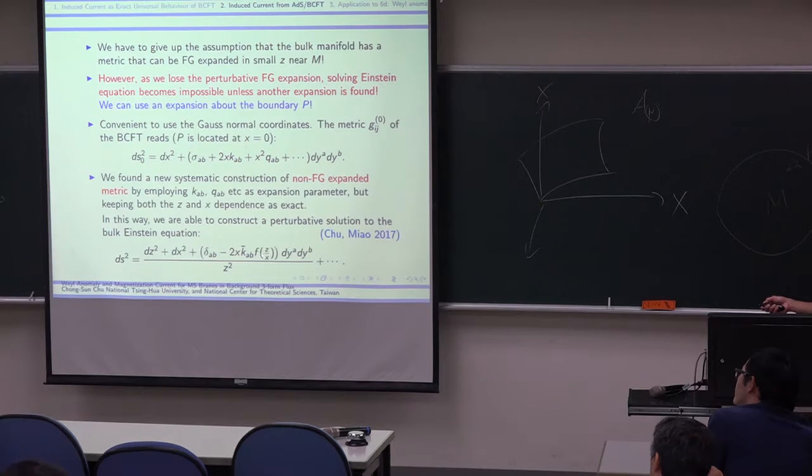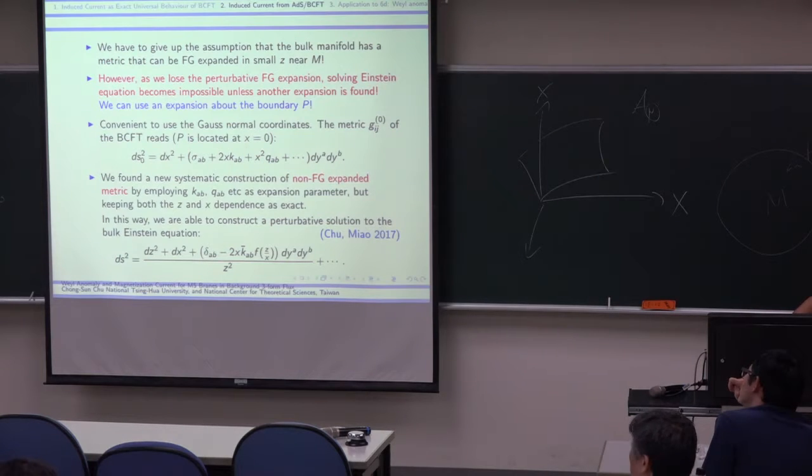It's quite interesting because it shows a non-analytic behavior of x here. x is the distance from the boundary, so it's 1 over x here.